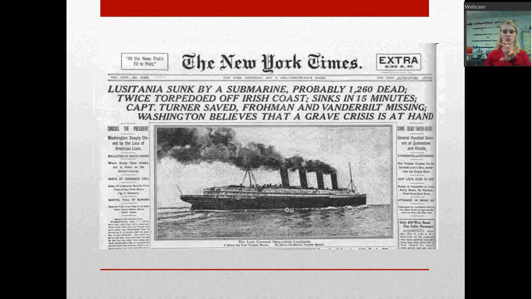1,260 refers to the total number of people on board. There were just 128 Americans. But you can see that this is something that a lot of people are saying. This is going to be a big issue. A grave crisis is at hand.